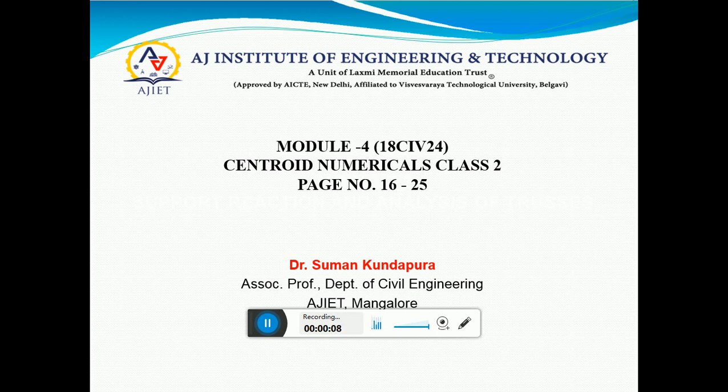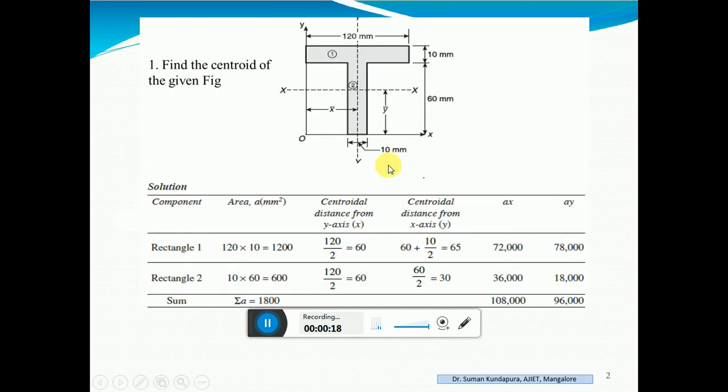Today I will be dealing with the numericals on the concept of centroid. We have already seen the derivations of the centroid for some of the simple geometrical figures, and we'll move on to the problem of how to apply those formulas in solving a bigger ensemble.